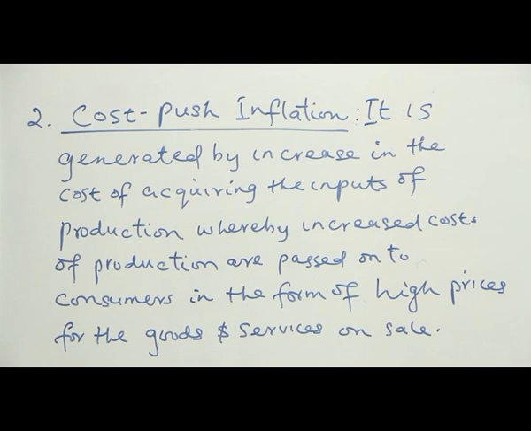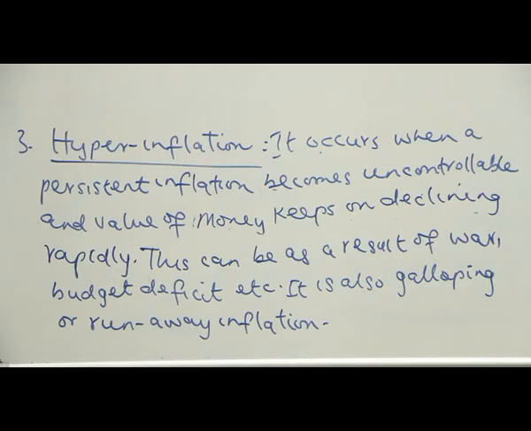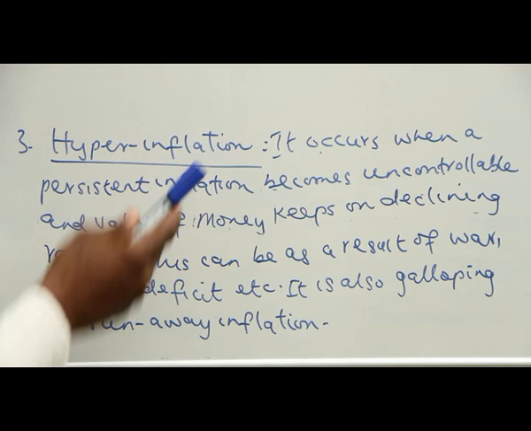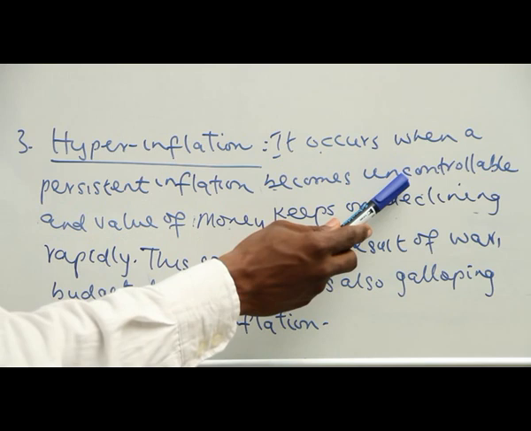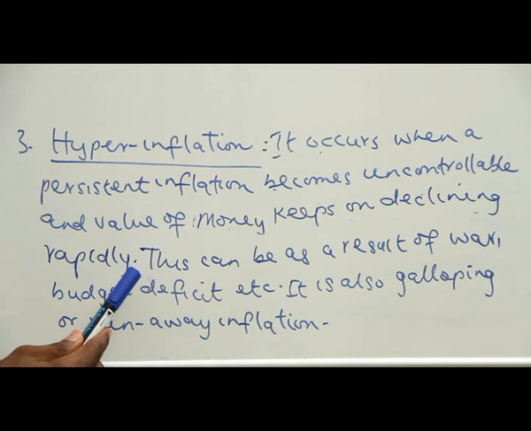So, but this inflation is not as a result of large volume of money circulation, but as a result of the increase in cost of production that we call cost push inflation. The third type, hyperinflation. It occurs when a persistent inflation becomes uncontrollable and value of money keeps on declining rapidly.